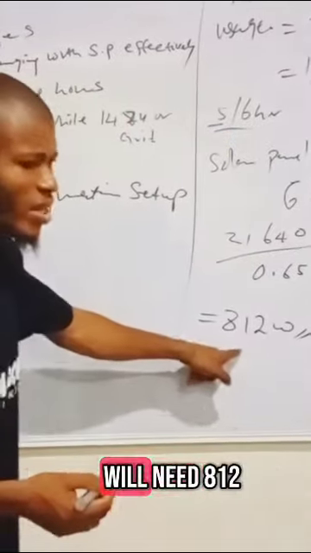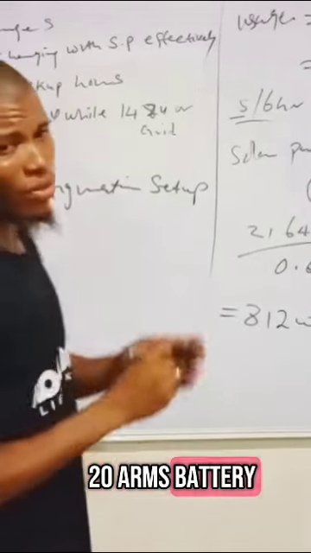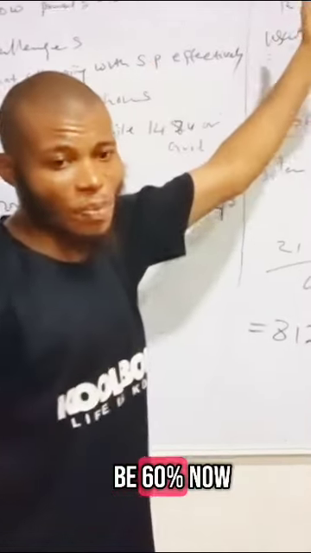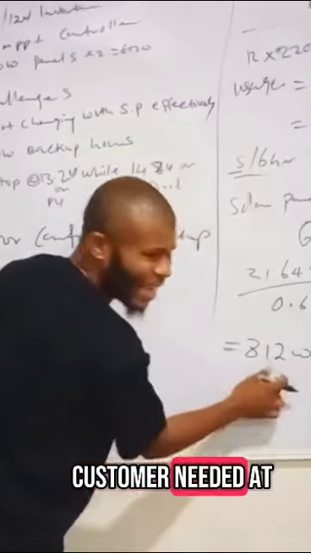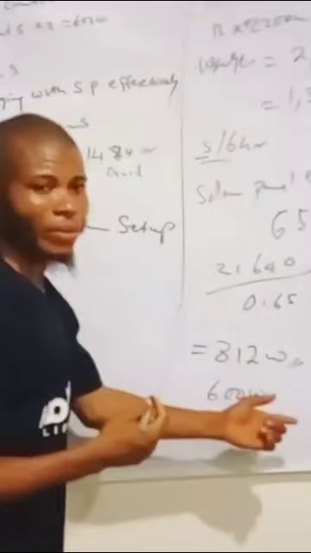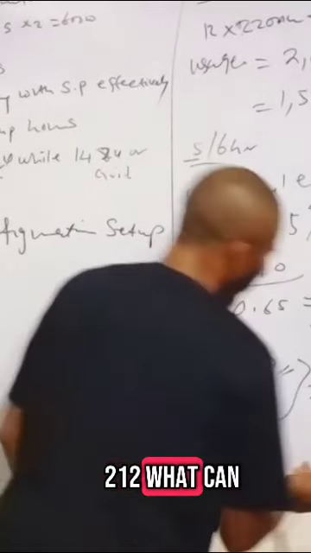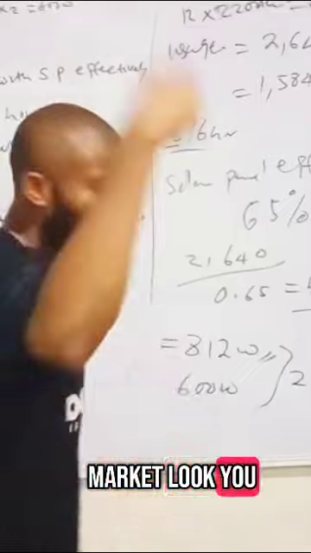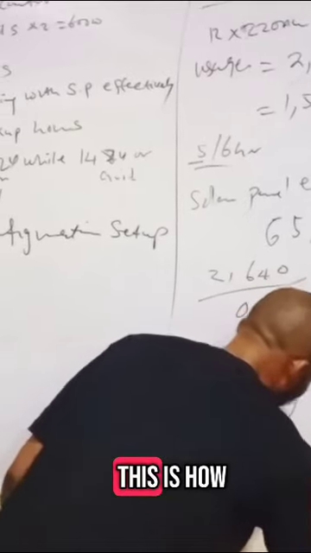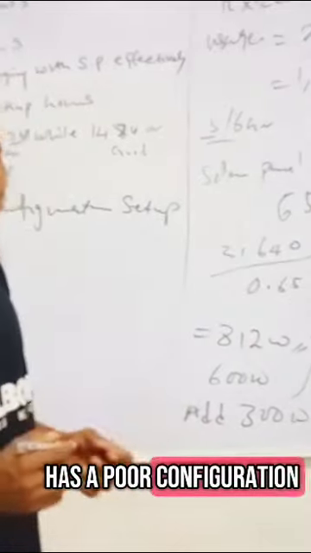So it means this customer will need 812 watts to charge this 12 volt 220 amp battery, considering that the depth of discharge of this tubular battery is 60%. Now it means this customer needs at least 812 watts, whereas he has a 600 watt panel. Are we together? How many watts does he need more? He needs 212 watts. Can he get a 212 watt panel in the market? No. So you are advised to add an additional 300 watt panel, making 900 watt panel. This is how we got to know that he has a poor configuration.